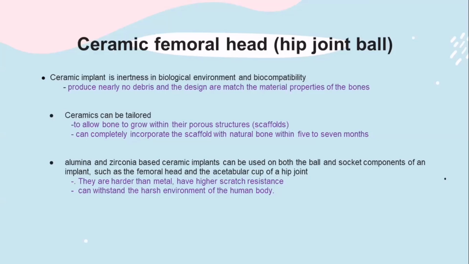Alumina and zirconia based ceramic implants can be used for both the ball and socket component of an implant, such as the femoral head and the acetabular cup of the hip joints. Alumina and zirconia are harder than metal and have higher scratch resistance. So alumina and zirconia can withstand the harsh environment of the human body.